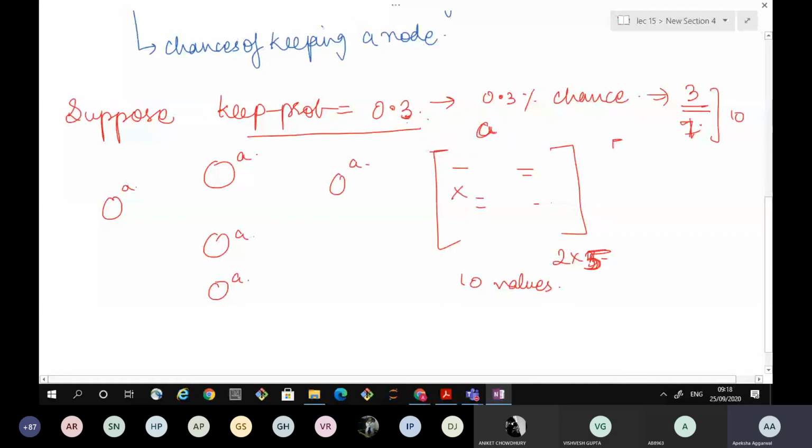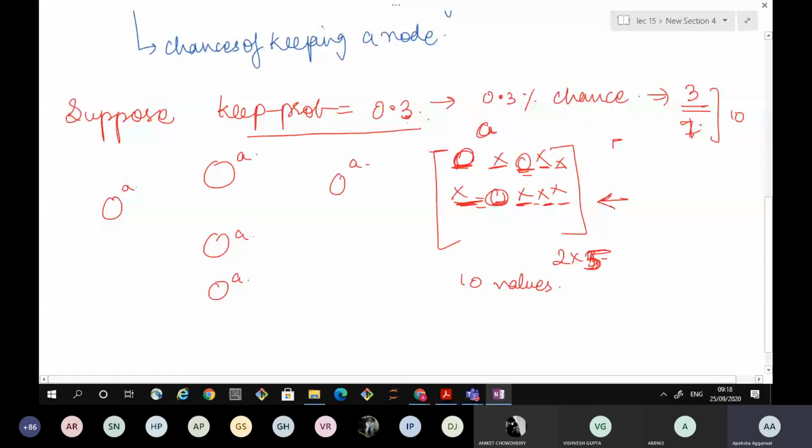So 2 cross 5 is there: 1, 2, 3, 4, 5. 1, 2, 3, 4, 5. So I am deleting 1, 2, 3, 4, 5, and 6 and 7. So only these 3 nodes are kept. So this is how I decide. Randomly I have deleted 7 nodes and I have only kept 3 nodes. So this is how I decide the dropout.